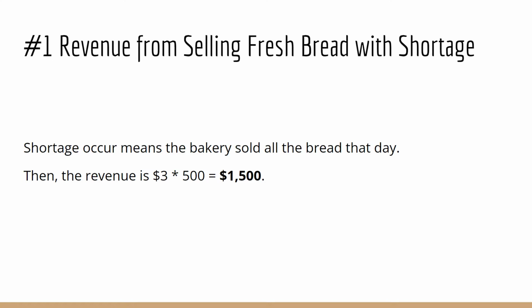The first problem is asking the revenue for selling fresh bread with shortage, and the shortage occurring means the bakery sold all of the bread that day. So it's 500. Then this revenue is $3 times 500, which is $1,500.